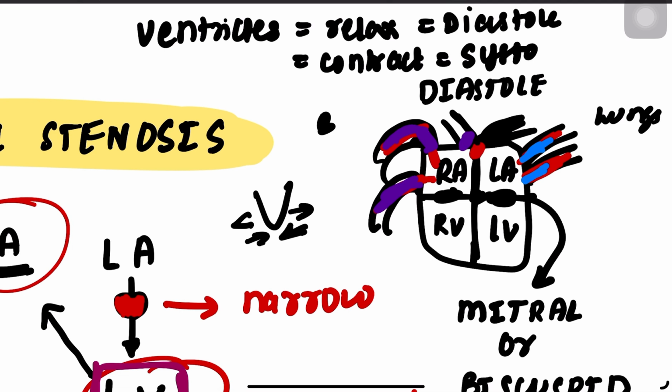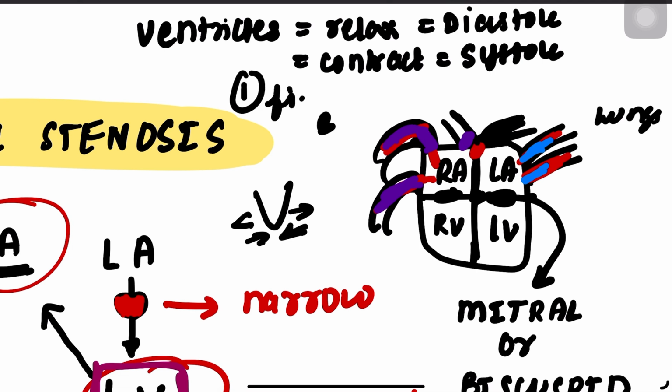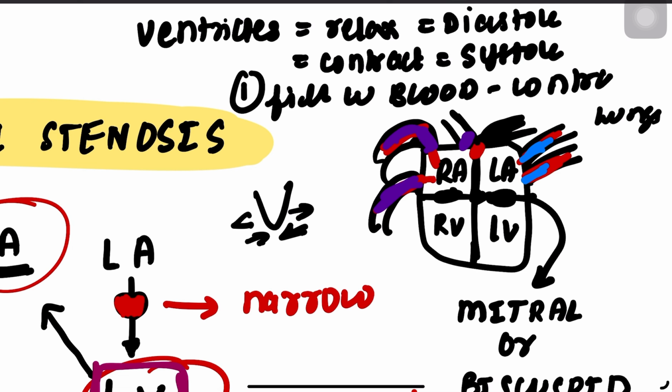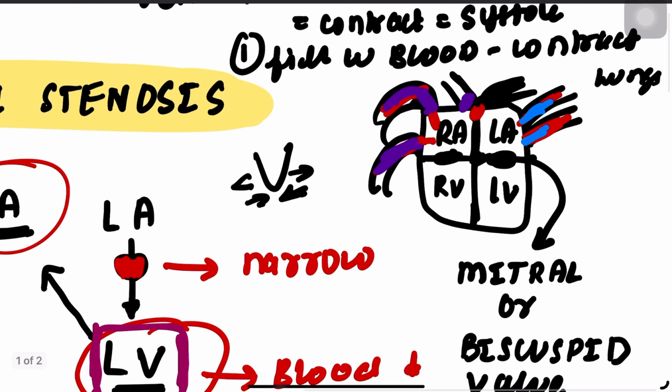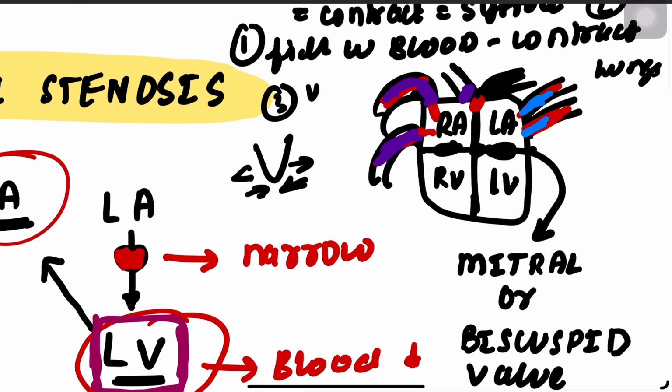Okay, so now that this part is clear, during this diastole phase, the left and the right atrium both get filled with a lot of blood, and then they start contracting. So the first phase, what happens? They fill with blood, they contract, and obviously where do they push the blood? They push the blood to the ventricles. So now the ventricles are the ones which start getting the blood. So that is the third phase.